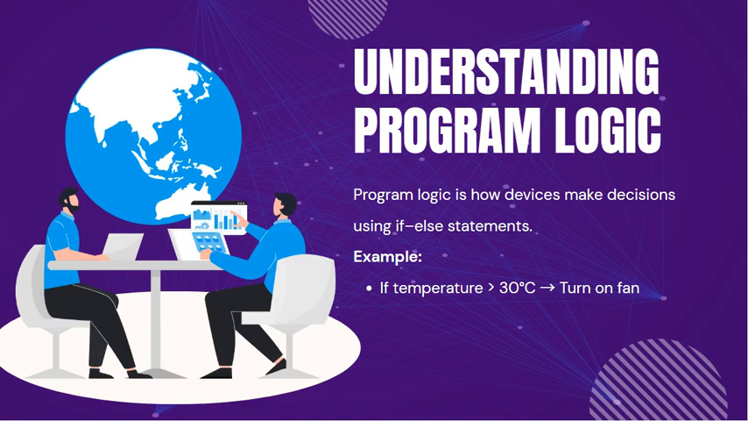Okay, so now let's move on to understanding program logic. Program logic is how devices make decisions using if statements. For example, if the temperature is below 30 Celsius, then turn on the fan.